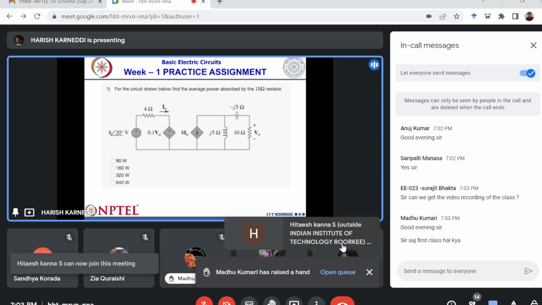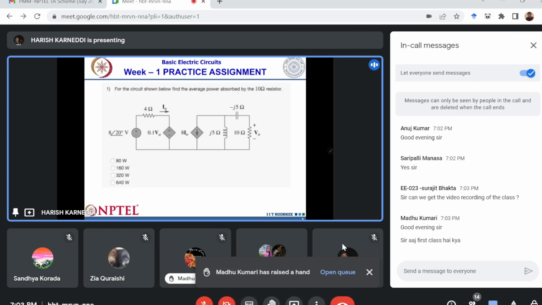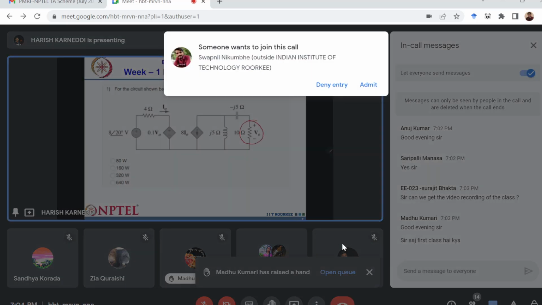This is the first question. For the circuit shown below, find the average power absorbed by the 10 ohm resistor. It means this output 10 ohm resistor. What is the average power absorbed by this 10 ohm resistor? We have to find out.